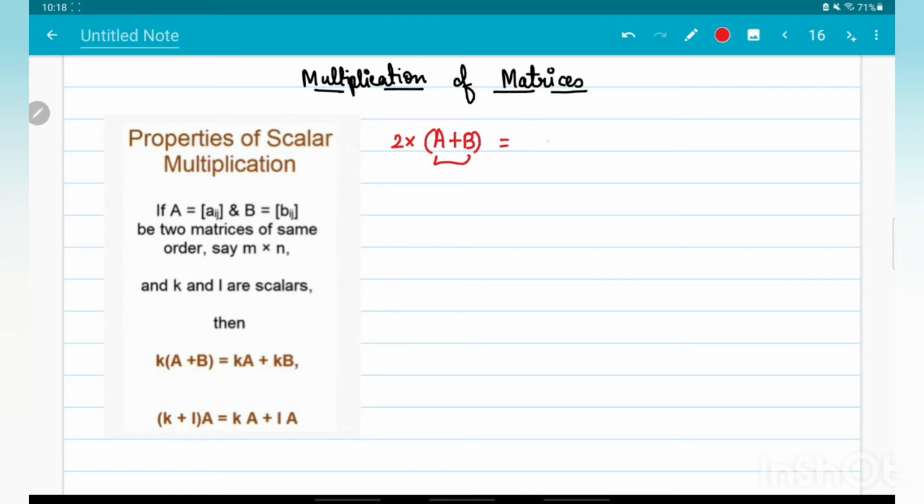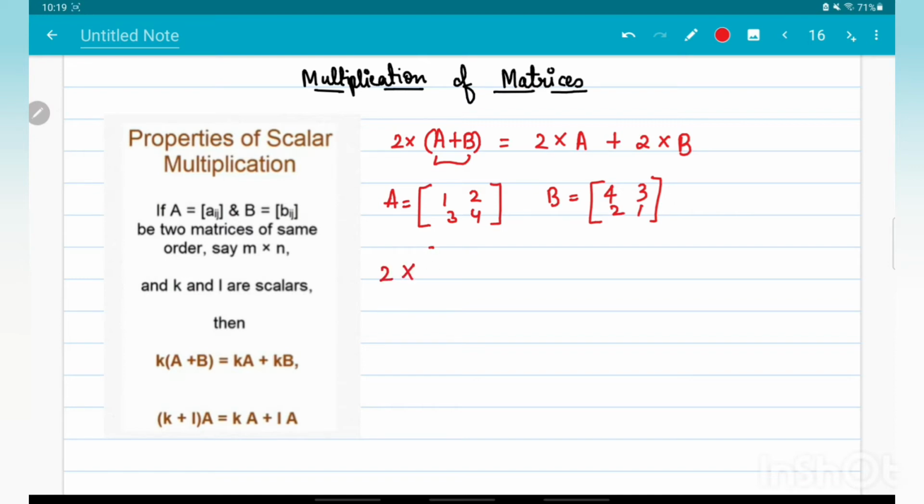So when I do this, this can be equal to 2 multiplied by matrix A plus 2 multiplied by matrix B. Okay, see, suppose I've got a matrix A which is equal to 1, 2, 3, 4, and matrix B is equal to 4, 3, 2, 1. Okay, these are our two matrices. Now what I am doing is I have to multiply 2 with the addition of A plus B. Okay, now this can be done as 2 into matrix A plus 2 into matrix B.